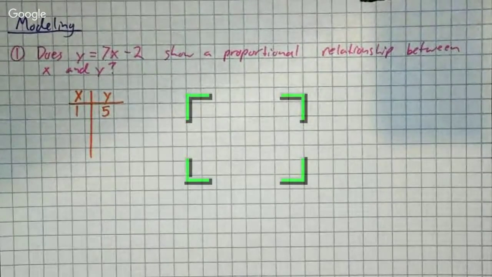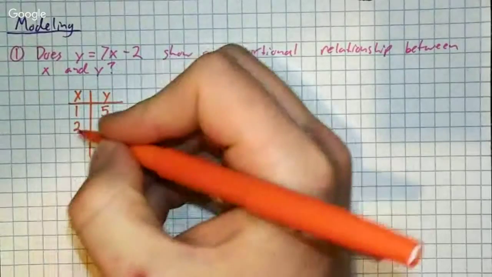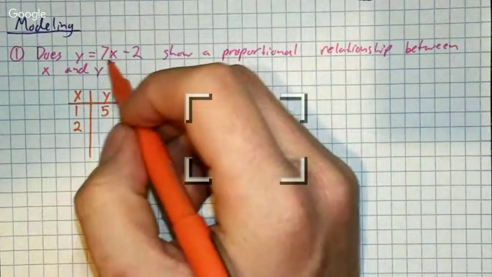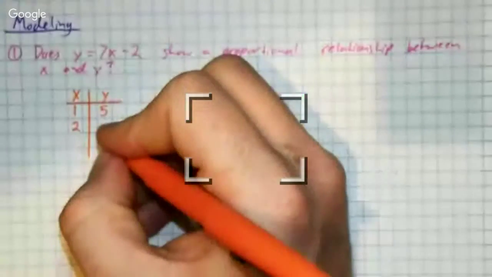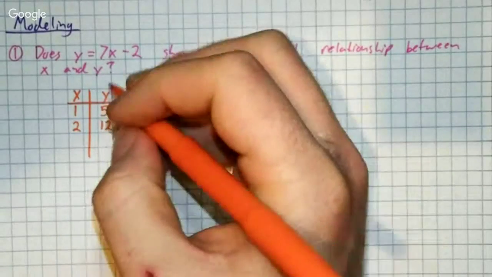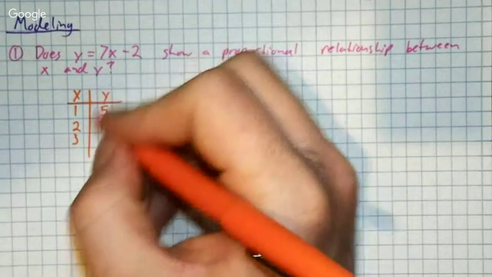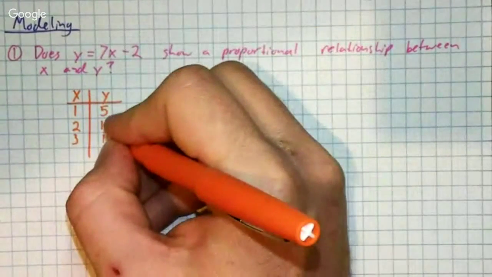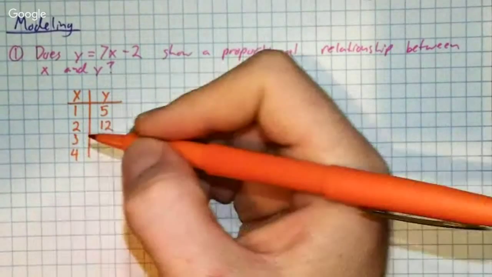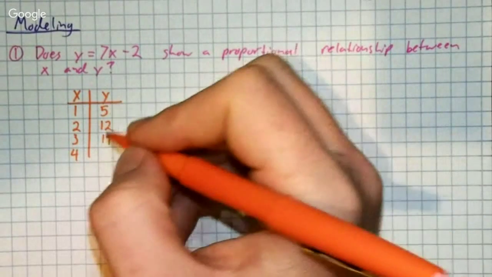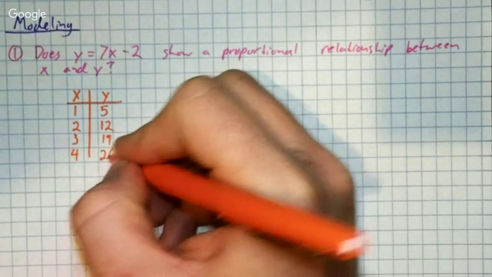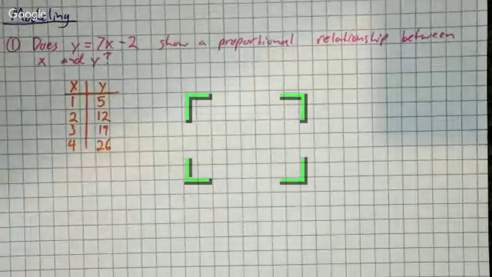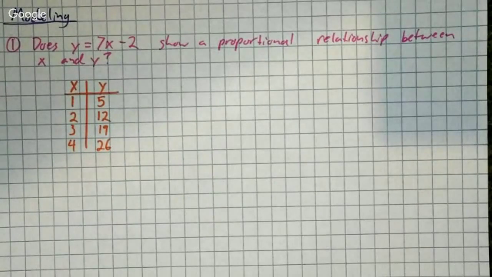Then let's go to 2. 2 times 7 gives us 14, minus 2 gives us 12. Then we'll go to 3. 3 times 7 gives us 21, minus 2 gives us 19. And finally, 4. 4 times 7 gives us 28, minus 2 gives us 26. So we used our equation to get our chart. Then we'll take our chart and put it onto our graph.